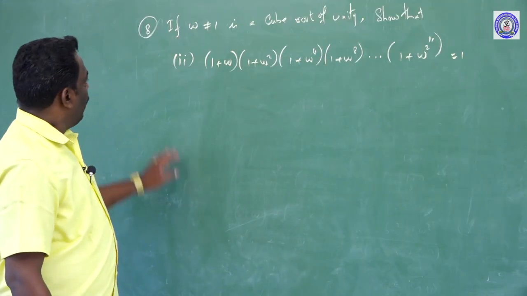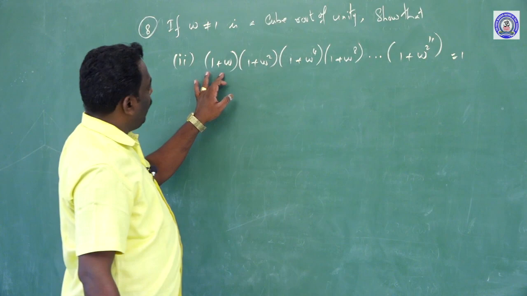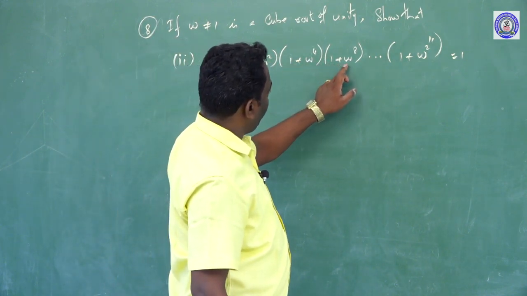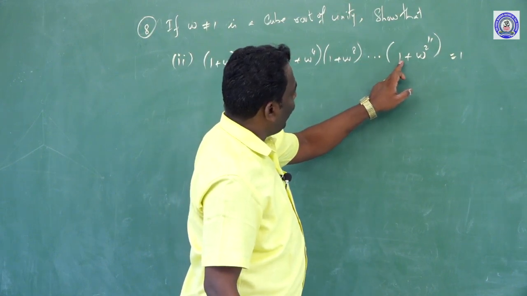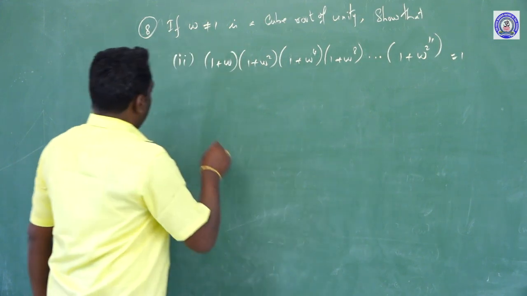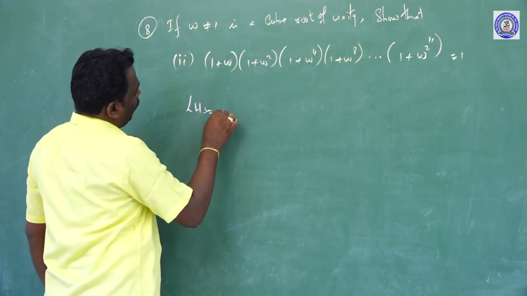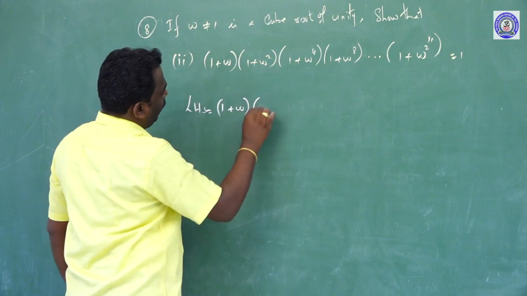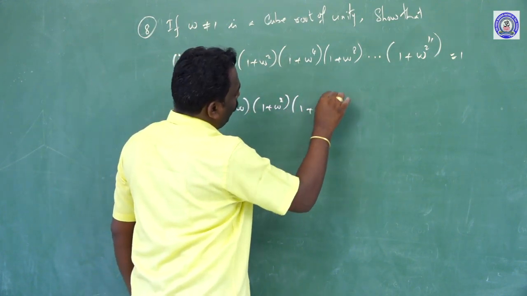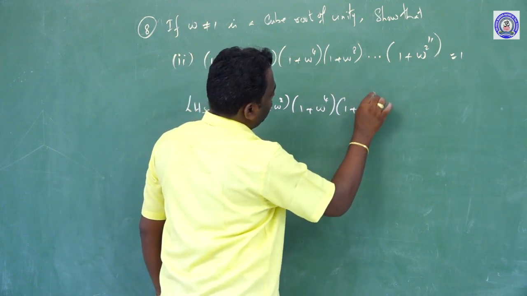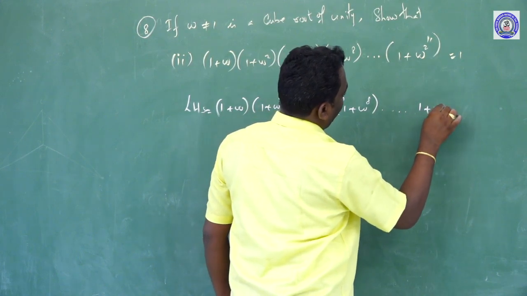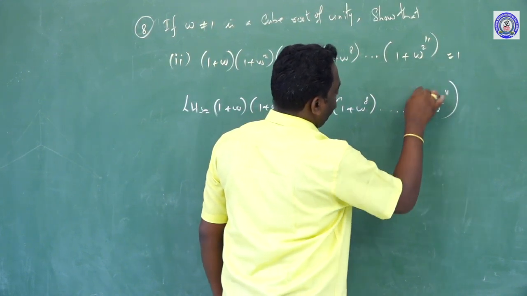That's all. Okay, second subdivision: 1 plus omega, 1 plus omega square, 1 plus omega power 4, 1 plus omega power 8, etc., up to 1 plus omega power 2 power 11, that is equal to 1, we want to prove. Now let us consider the left hand side equation, that is 1 plus omega into 1 plus omega square into 1 plus omega power 4 into 1 plus omega power 8 into etc. into 1 plus omega power 2 power 11.